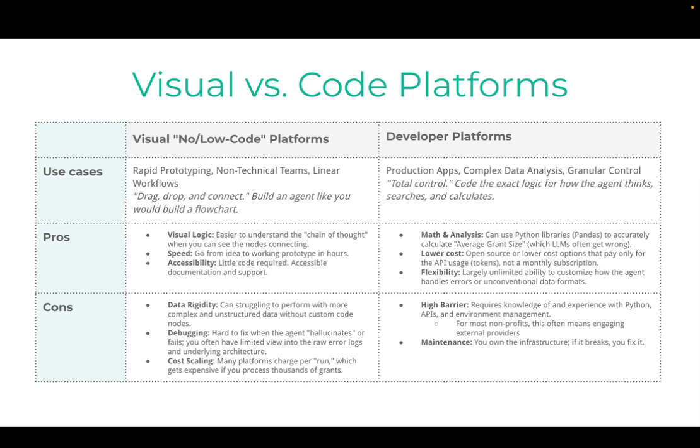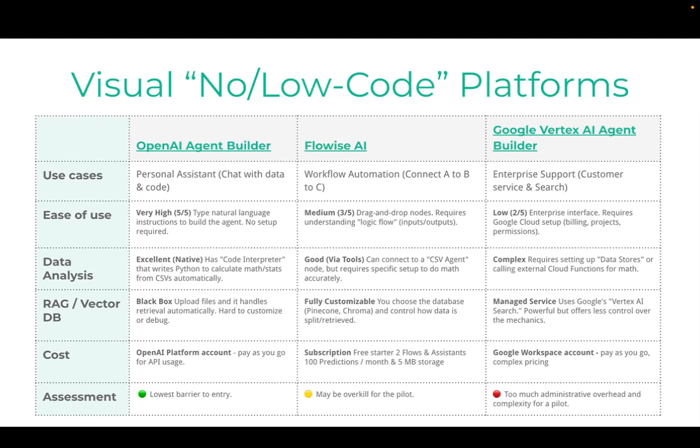weeks. After reviewing the options, we selected two platforms for our pilot: OpenAI's Agent Builder and Flowise AI. OpenAI offers the lowest barrier to entry with natural language instructions, while Flowise provides more customization without requiring us to write complex code. We decided to move away from Google Vertex AI for now, as it felt too enterprise-heavy for the scope of this pilot.